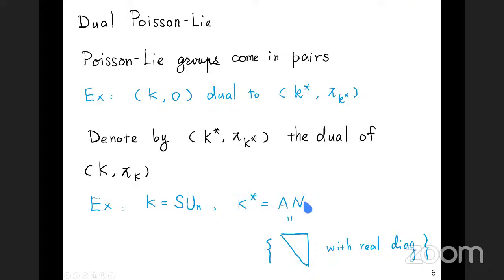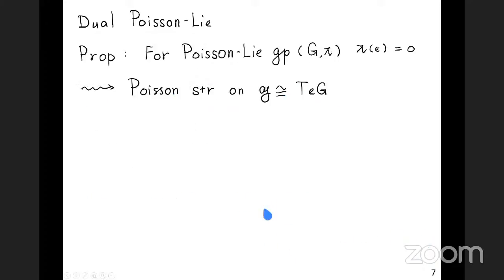So here, K star as a group is just upper triangular matrices with real diagonals. That's K star. Since it's a group, we have the identity point, and by the property that the multiplication is a Poisson map, one can show that the Poisson bivector at the identity is just zero. Because of this, one can get a Poisson structure on the tangent space, which is just the dual of the Lie algebra.